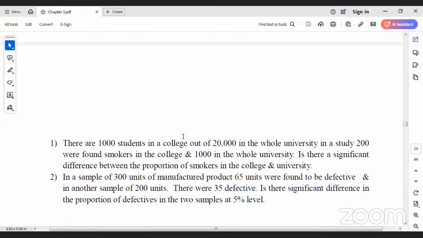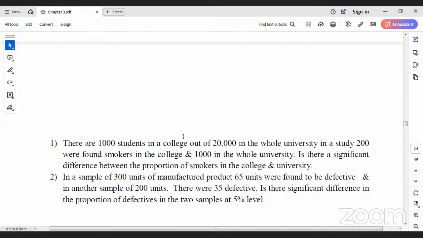There are 1,000 students in a college out of 20,000 in a whole university. In a study, 200 were found to be smokers in the college and 1,000 in the whole university. Is there a significant difference between the proportion of smokers in the college and the university?